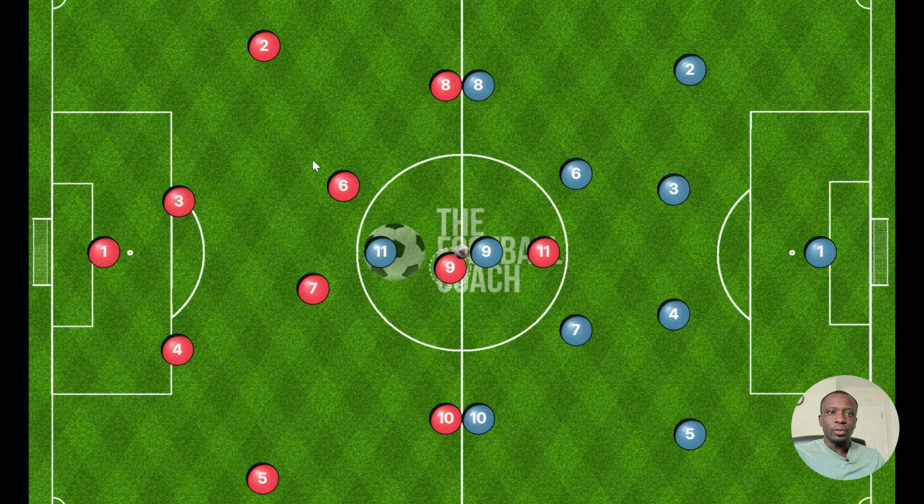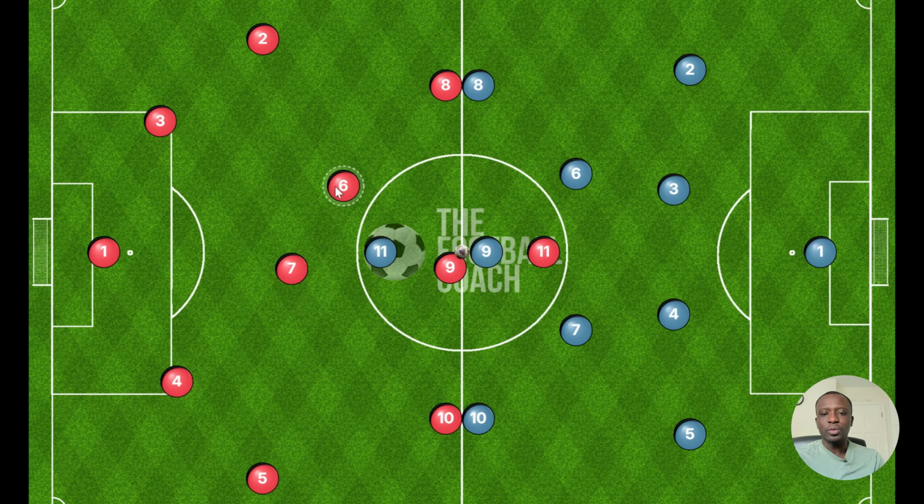Okay. So if you look, the red team represents here. I'm just showing the tactical board. The red team represents Spain and the blue team represents France. So take a look at the way they lined up. Okay. So this is how things were lined up. So it was a 4-2-3-1 formation.